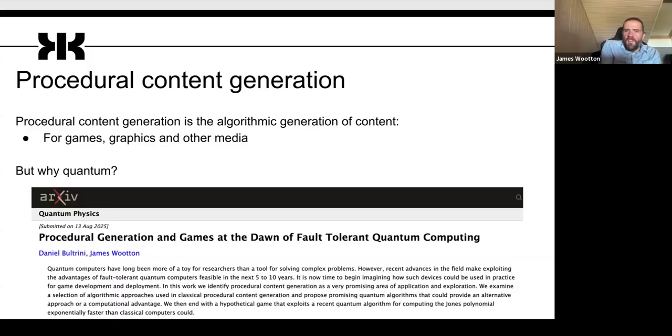So it's just the algorithmic generation of stuff for use in media, basically. It's a very broad church. So, sounds fun, but why quantum?